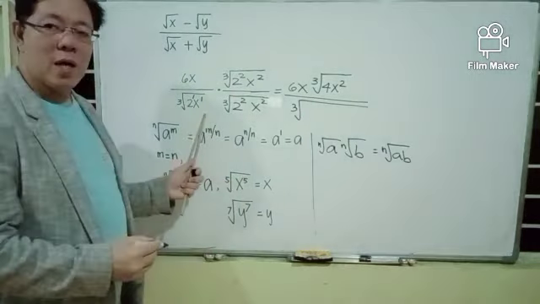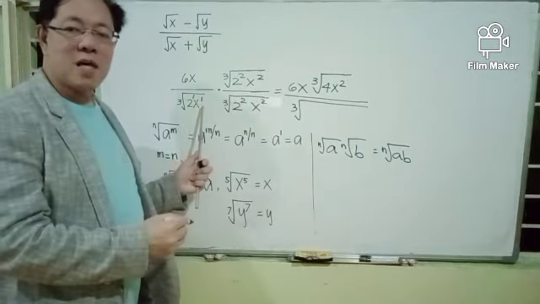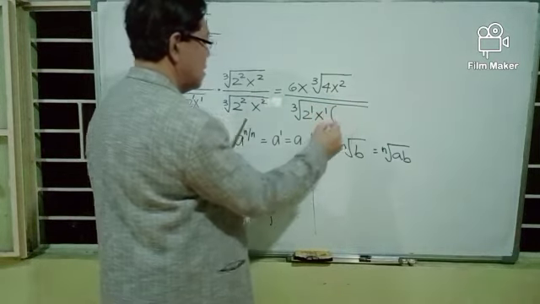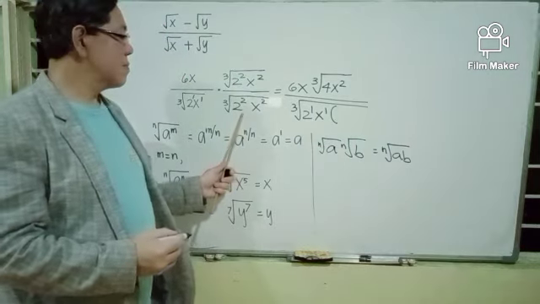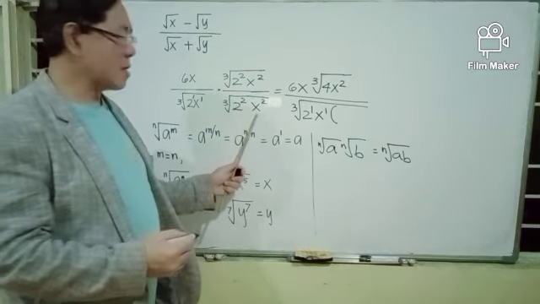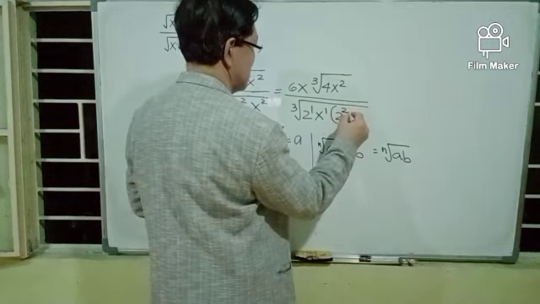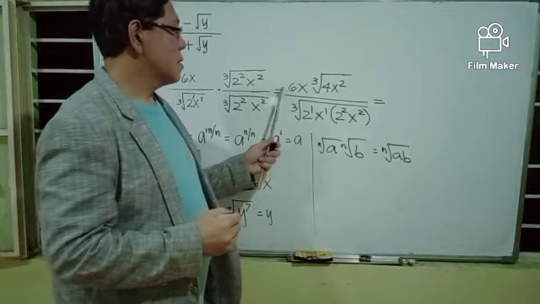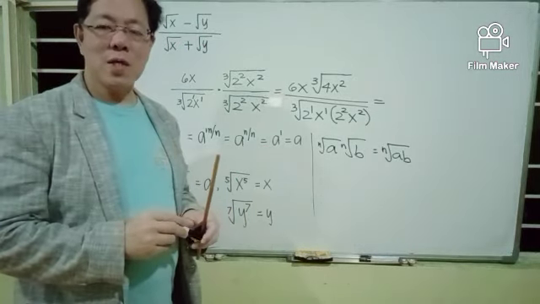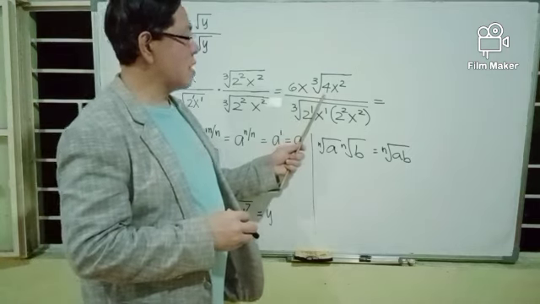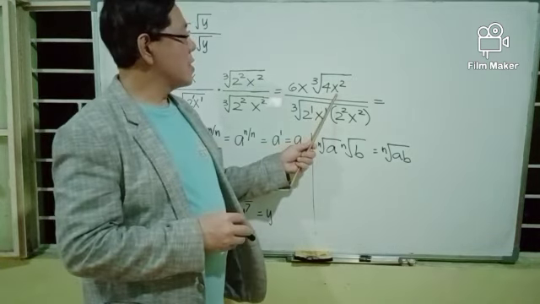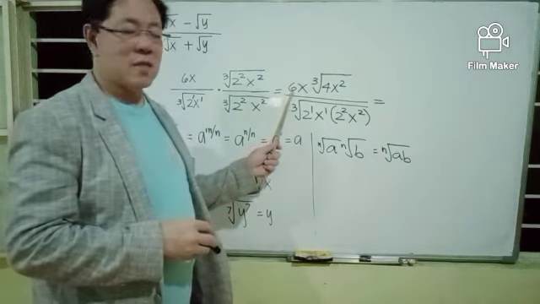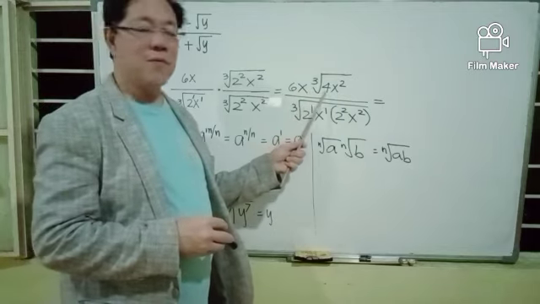of the product of 2x, we specify the exponents of 2 and x, multiplied by 2 squared x squared. The numerator cannot be simplified further. We cannot extract the cube root of 4 or the cube root of 2. So the numerator is 6x multiplied by the cube root of 4x squared.